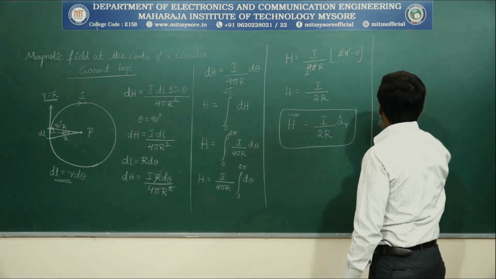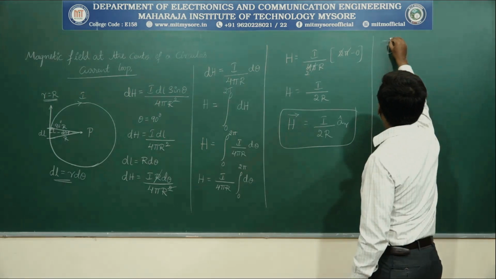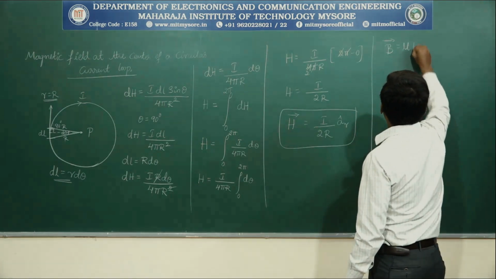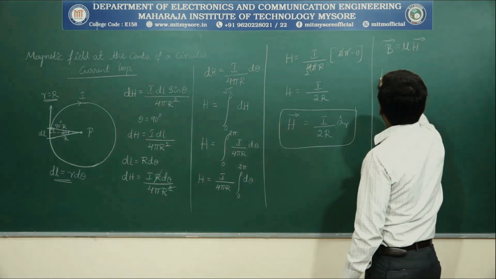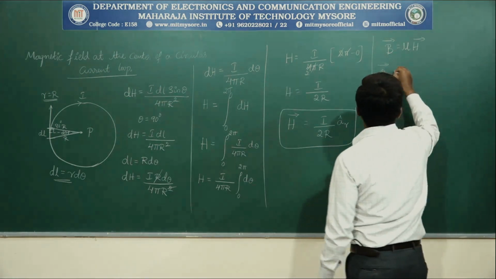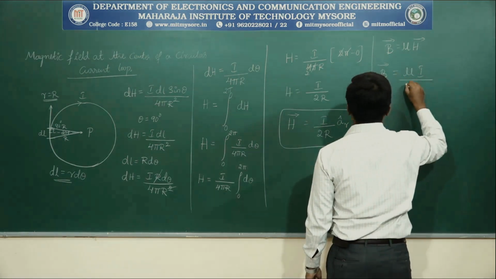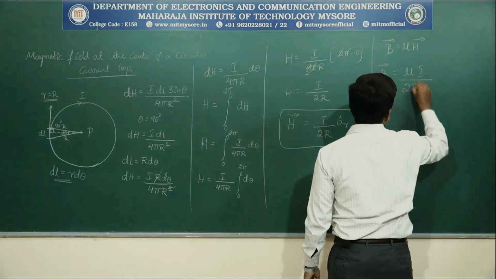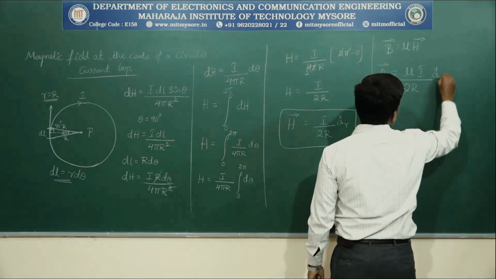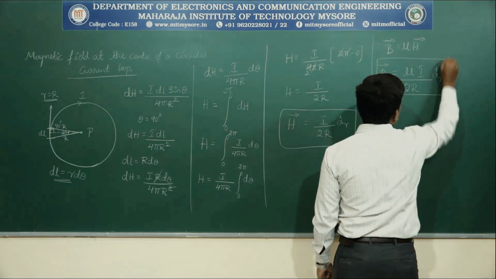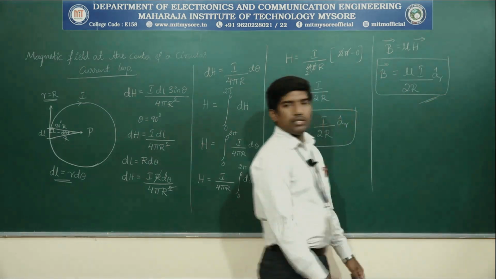Then if we go for magnetic flux density, B is equal to mu into H. Then magnetic flux density B is equal to mu into I divided by 2r into a cap r. If we represent this in vector form, this is the equation.